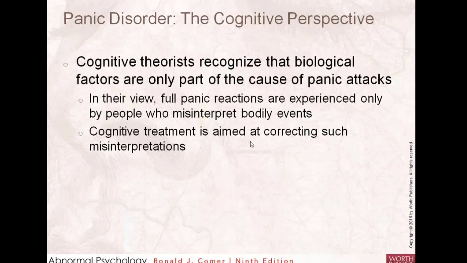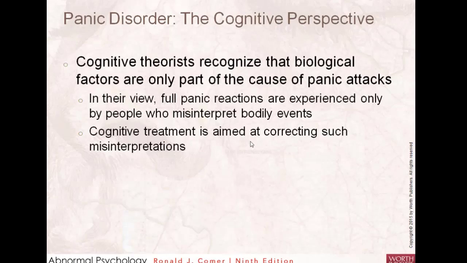The cognitive viewpoint is always that we are interpreting our situation in a way that's not ideal. So a person who's having panic attacks, if they talk to a psychologist who has a cognitive perspective, the cognitive perspective therapist would say, well, you know what? Everybody has their heart race sometimes. Everybody breaks out in a cold sweat for no apparent reason sometimes. The cognitive therapist would say, it's not what's happening with your body. It's that when that happens, you panic.